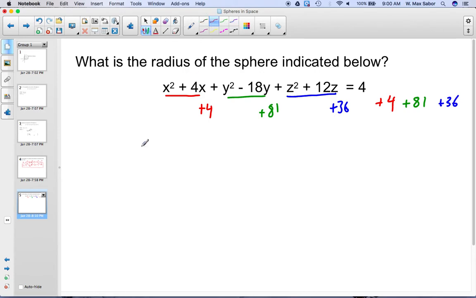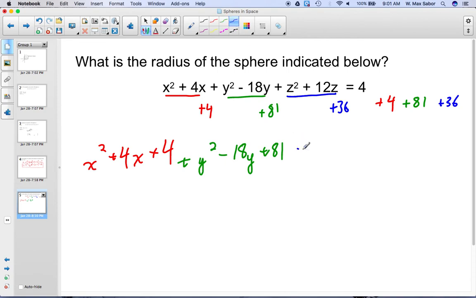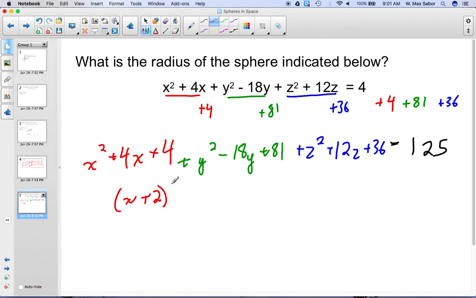And that will give me 3 perfect square trinomials. X squared plus 4x plus 4 plus y squared minus 18y plus 81 plus z squared plus 12z plus 36 equals 4 plus 4 plus 81 plus 36, which I believe is 125. Now, we can write it in standard form.